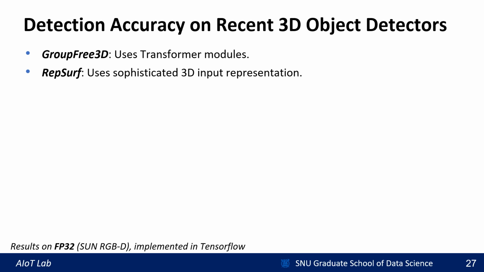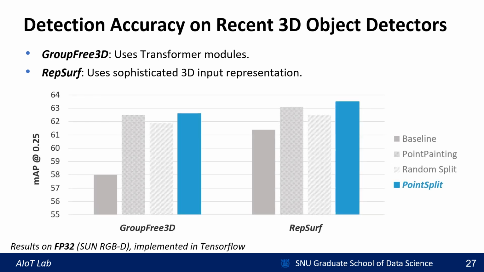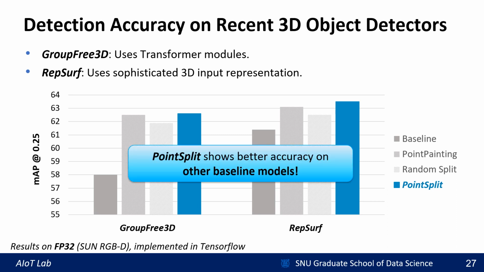To confirm the generalizability of PointSplit, we tested PointSplit on other heavier 3D object detector baselines rather than VoteNet. More recent 3D object detectors show better detection accuracy with heavier modules. Group-Free 3D uses transformer modules, and RepSurf uses better input representation. PointSplit shows consistently better detection accuracy when combined with Group-Free 3D or RepSurf.